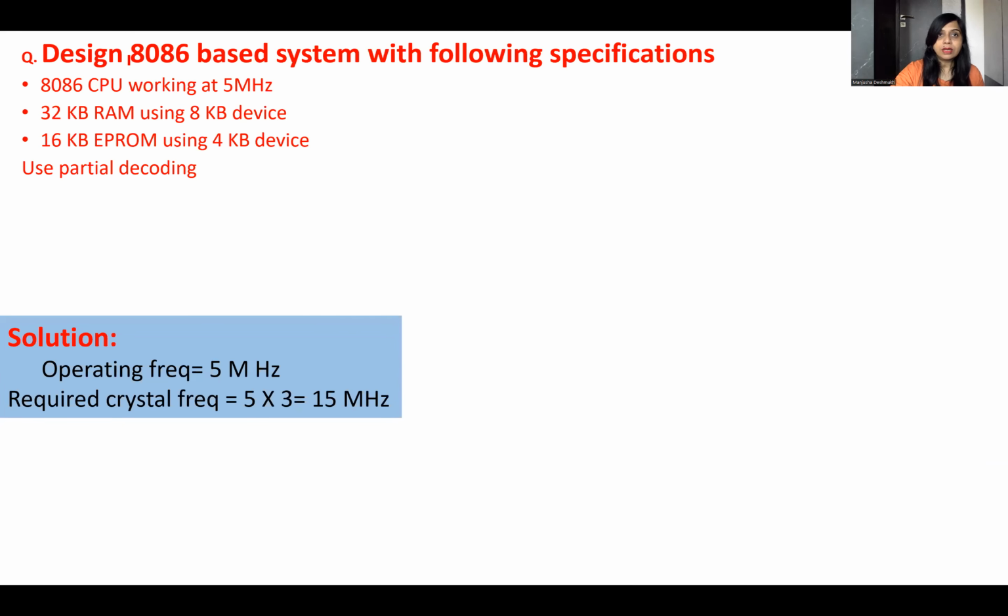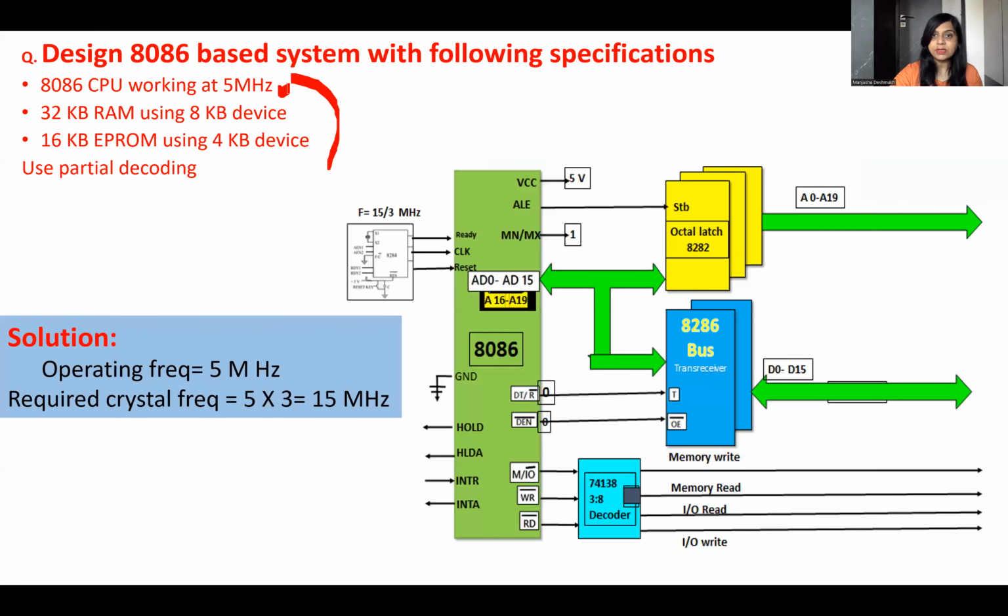So here, design an 8086 based system. The specifications are given. Operating frequency is 5 megahertz. So what happens to 8086? We connect the 8284 IC. What this 8284 oscillator IC does is divide the incoming connected frequency by 3, and then gives the remaining to 8086. Now they have asked to supply 5 megahertz to 8086.